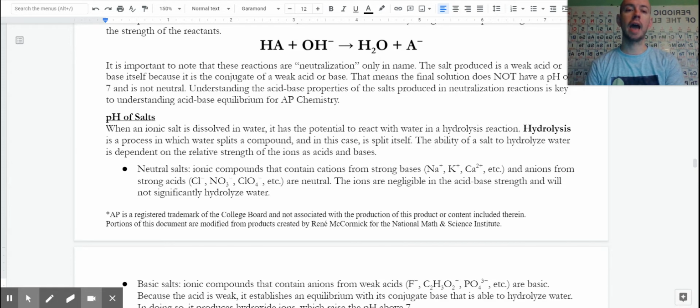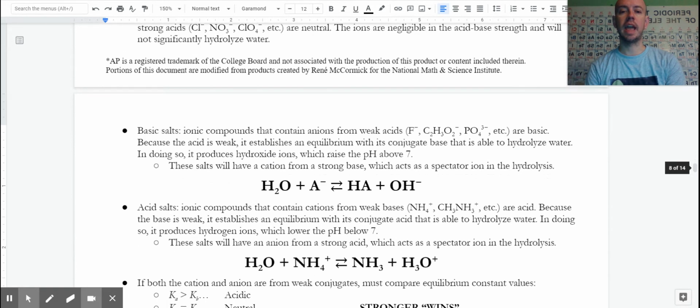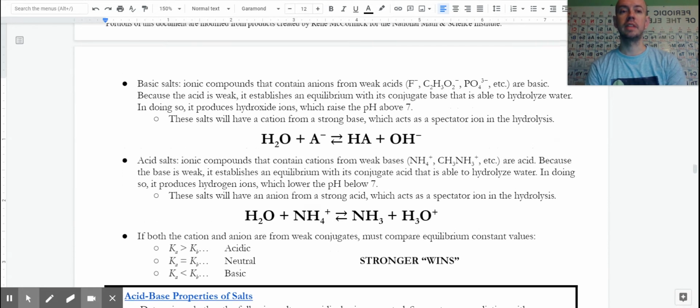So whenever our cation is one from the first two columns, from a strong base, or our anion is the anion of a strong acid, those ions are so weak in solution that they become spectators and don't do anything to the water. It's when our cations and anions come from weak acids or weak bases that they react with the water themselves.